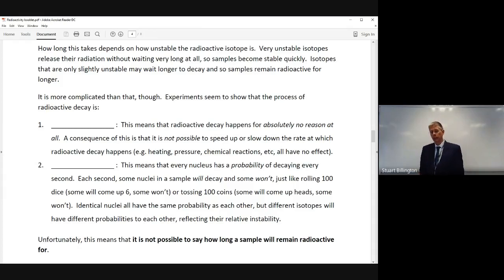We think maybe radioactive decay might be the only spontaneous process in the entire universe. It is a weird idea to think that something happens for no reason at all. So that's the word spontaneous. The key thing that I want you to take from the word spontaneous is if it happens for no reason at all, then there's nothing we can do to make it happen.